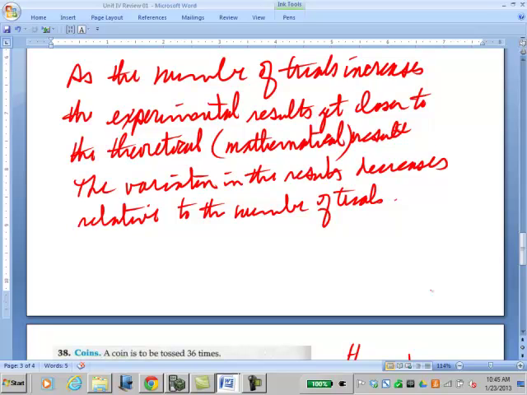Okay, so the ratio of standard deviation to the mean will decrease as the number of trials increases. Okay, so this supports the law of large numbers.